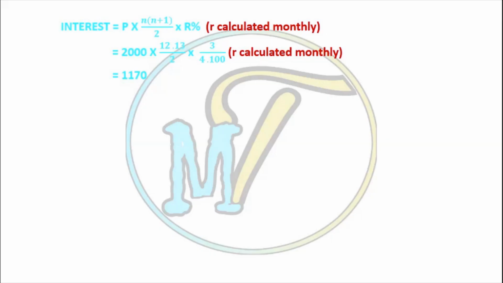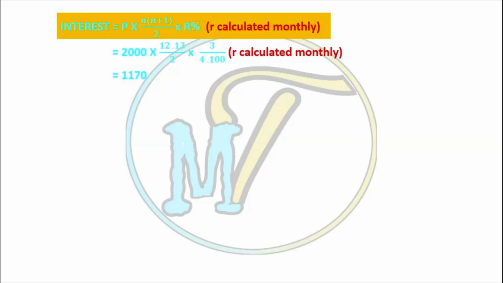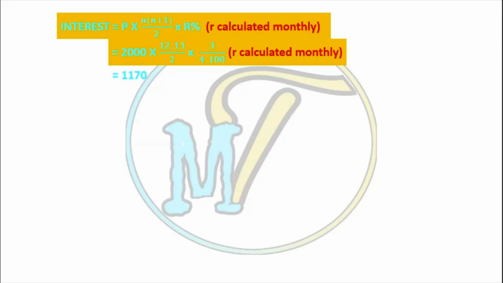Let's plug in our values. Our principal P is 2000. Our time n is 12 months, so n plus 1 is 13. We divide that by 2. Our rate r is 0.75%.